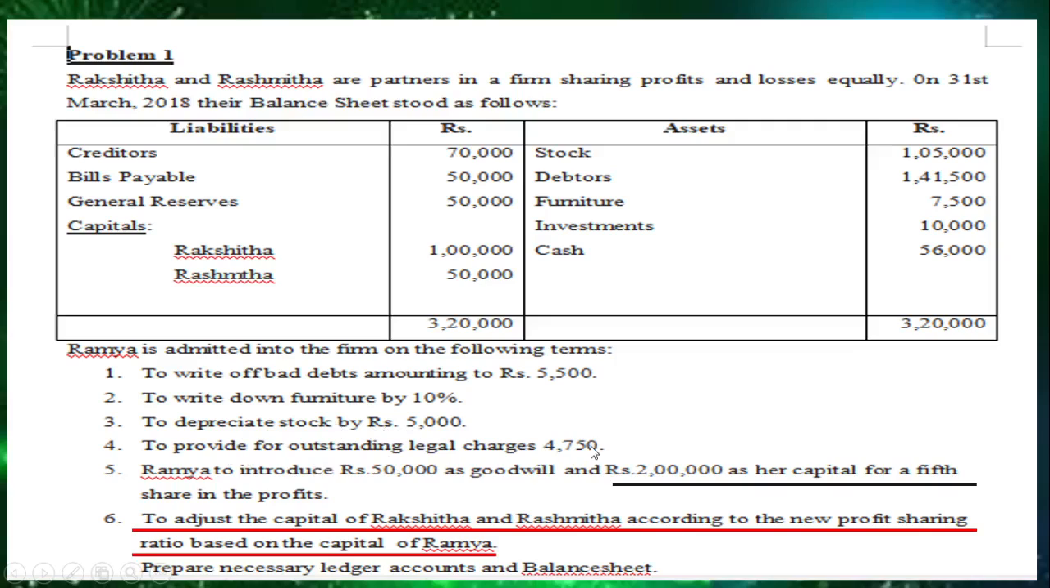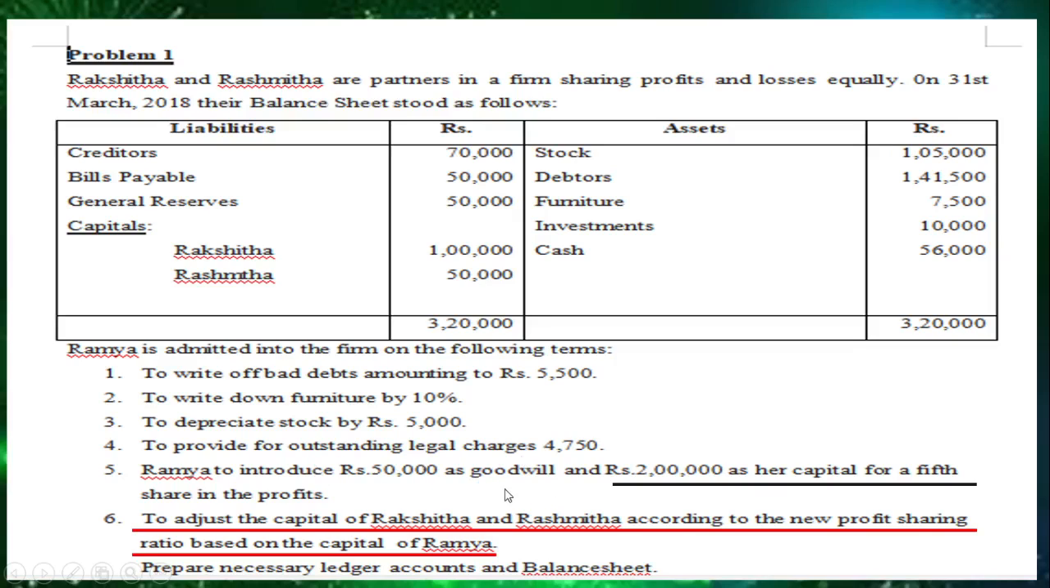Outstanding legal charges 4,750 rupees. This represents an unrecorded liability. So we need to provide this in revaluation account as well as to newly constructed balance sheet. In the next adjustment, Ramya, new partner, has to introduce 50,000 as goodwill.